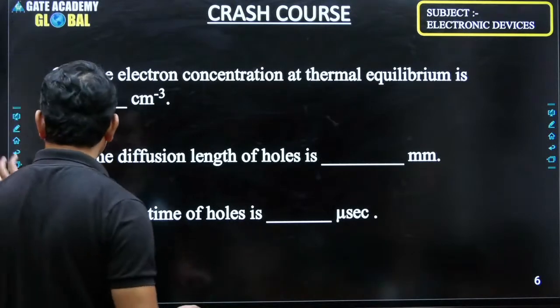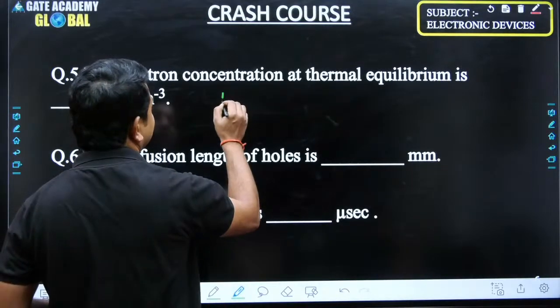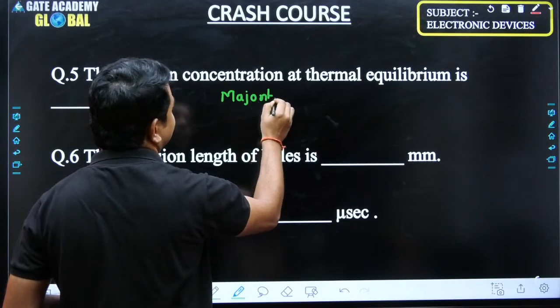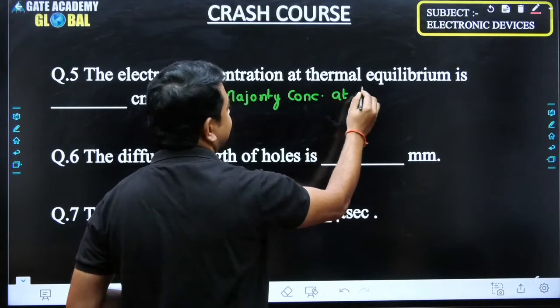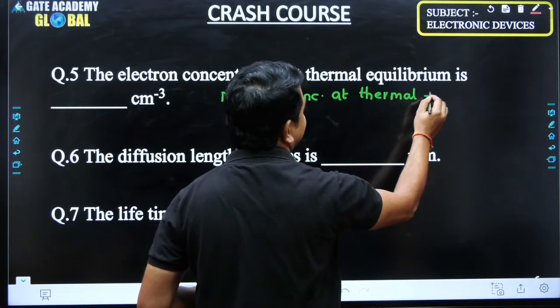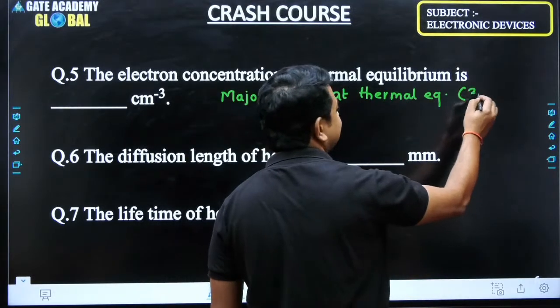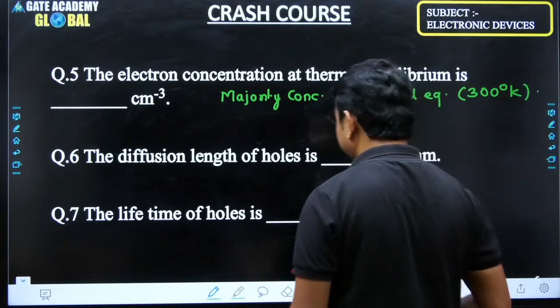So if it is electron concentration, then we have to find out the majority concentration. Okay, first we are finding out the majority concentration at thermal equilibrium. Thermal equilibrium means when the temperature is equal to 300 Kelvin and we are not going to change the temperature.